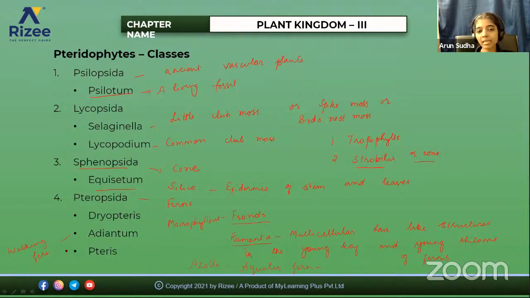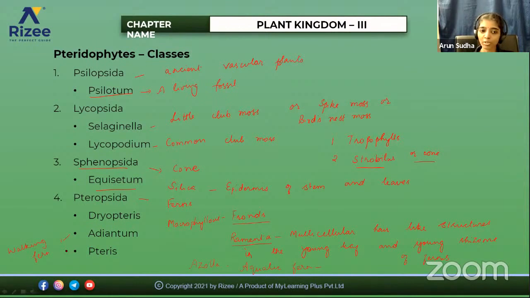And then Dryopteris. So these are the main examples that come under this class. Under Pteridophytes, we have Psilopsida, Lycopsida, Sphenopsida, and Pteropsida. Psilopsida are the ancient vascular plants, an example is Psilotum, which is called the living fossil. Under Lycopsida, Selaginella and Lycopodium. Selaginella is also called little club moss or spike moss, and Lycopodium is also called common club moss. They have structures called sporophylls, which are modified into strobilus or cone-like structures.